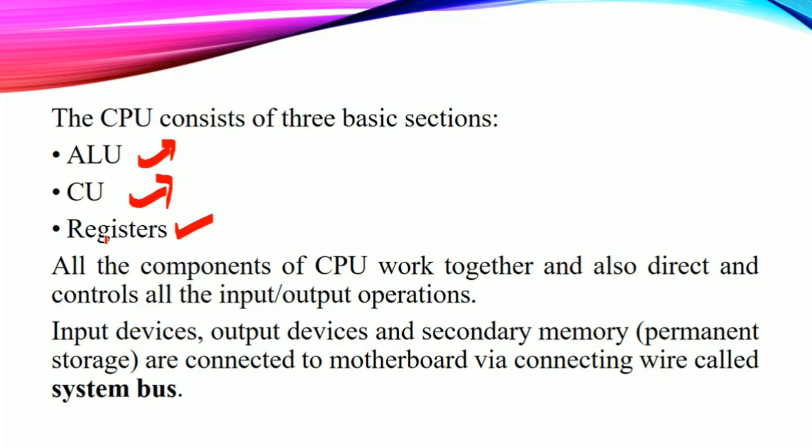Now all these input devices, output devices and secondary memory, that is our permanent memory, are connected to the computer's motherboard. And these are connected via some cables, and these cables are termed as the system buses. It's a very important term. System buses are the wires or cables available inside the CPU cabinet. So whatever cables are inside the CPU box, all these cables are termed as the system buses.